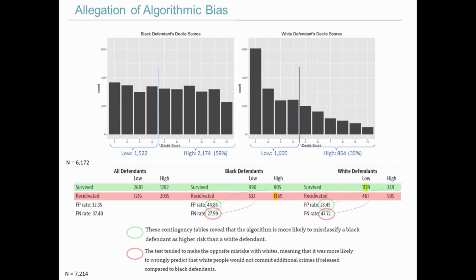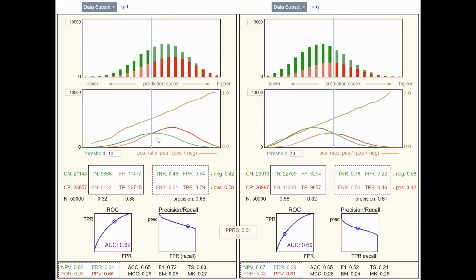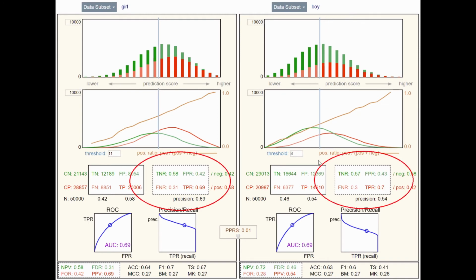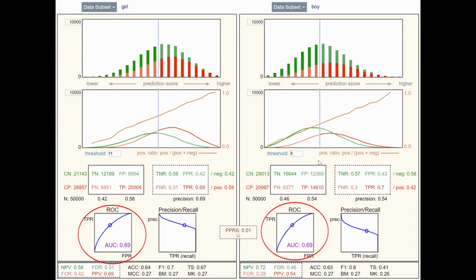Some people think there's a bias when the false positive and false negative rates are different between different populations. The confusion matrix dashboard shows that we can actually bring them into alignment. If we move the decision threshold for girls higher, say to bin 11, and move the decision threshold for boys lower, down to 8, then now the ratios are almost identical. In so doing, we've moved the decisions for girls and boys to the same trade-off point on the ROC curve. However, by adjusting the thresholds, we bring the precision and the other conditional use measures more out of alignment.